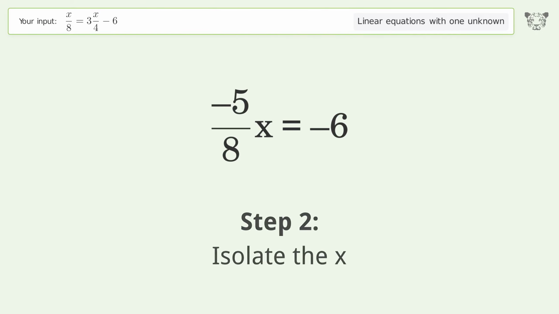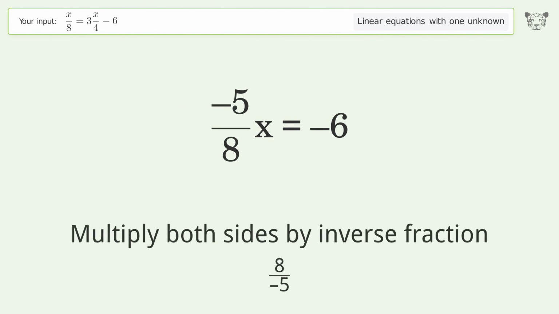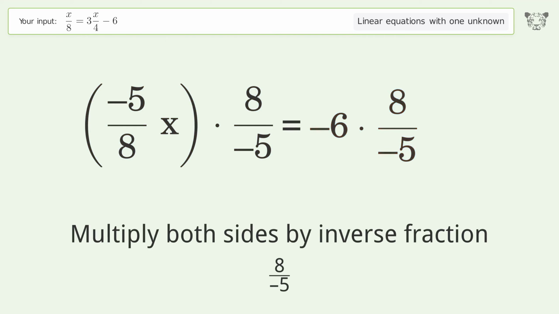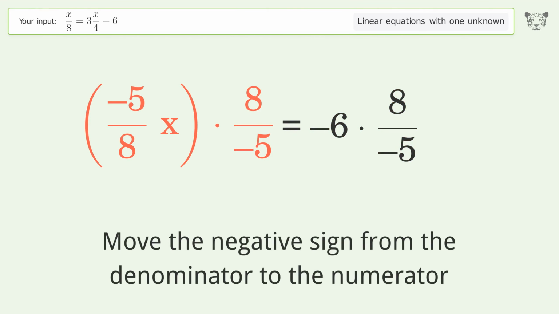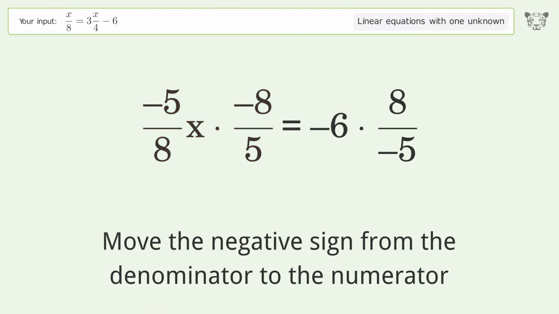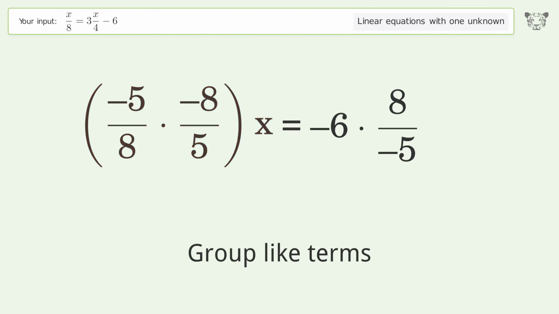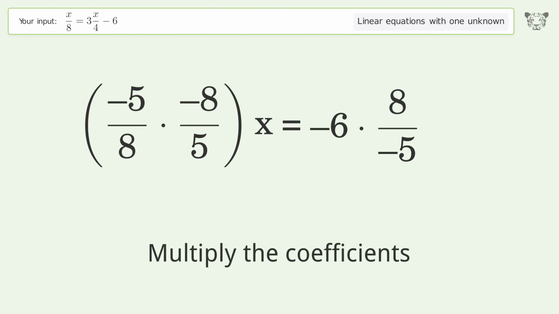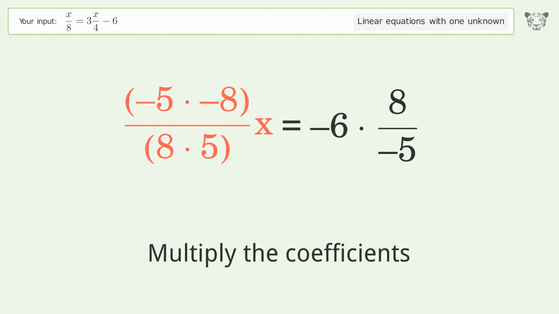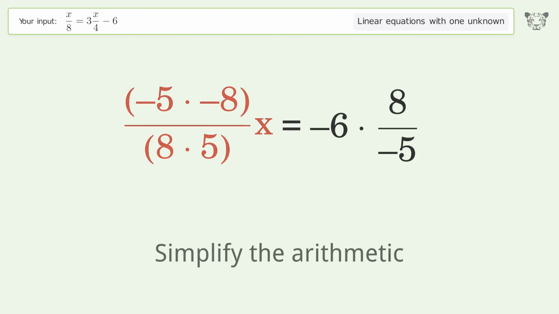Isolate the x. Multiply both sides by inverse fraction 8/5. Move the negative sign from the denominator to the numerator. Group like terms. Multiply the coefficients. Simplify the arithmetic.